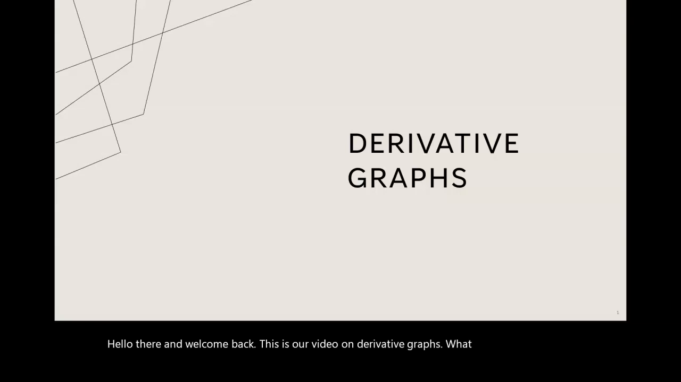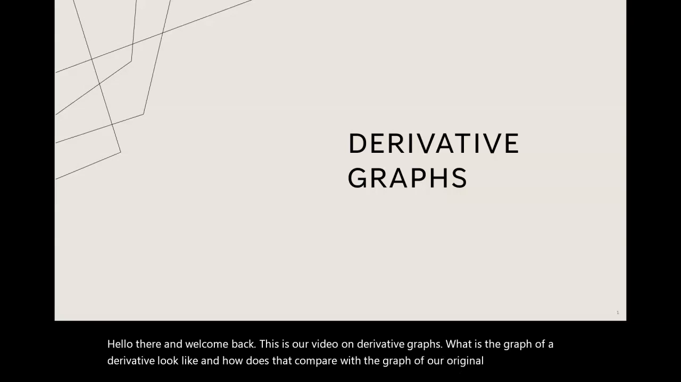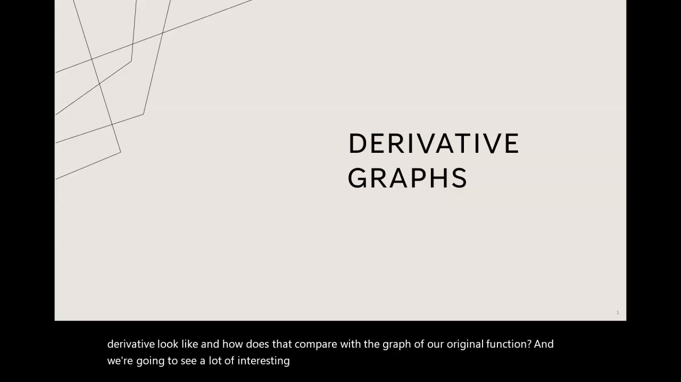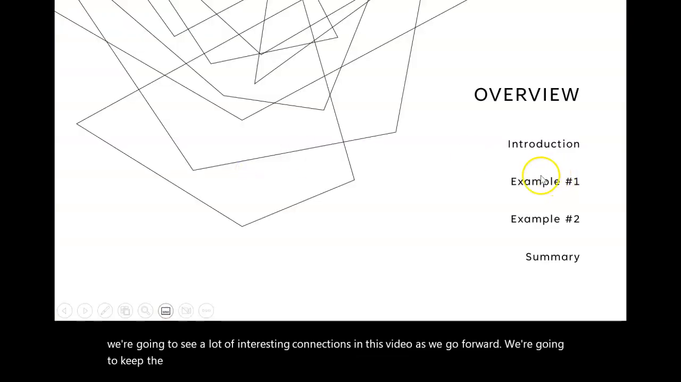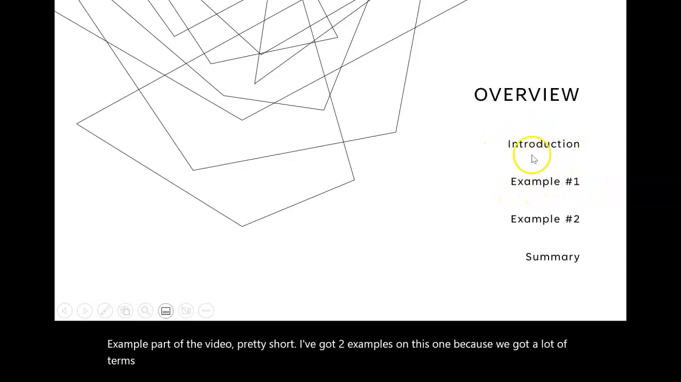This is our video on derivative graphs. What does the graph of a derivative look like and how does that compare with the graph of our original function? We're going to see a lot of interesting connections in this video as we go forward. We're going to keep the actual example part of the video pretty short. I've got two examples on this one because we've got a lot of terms to introduce and talk about.